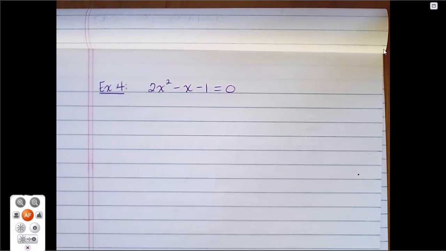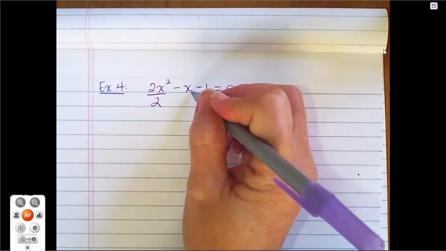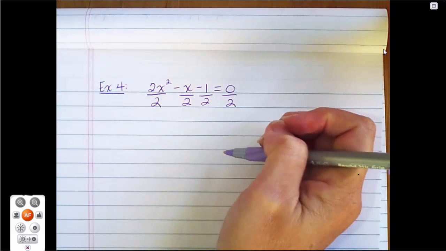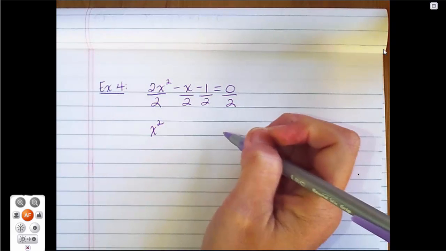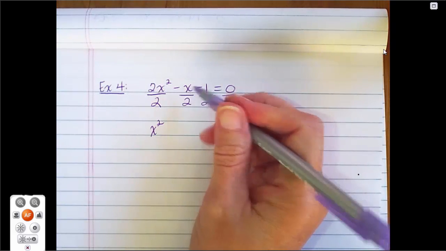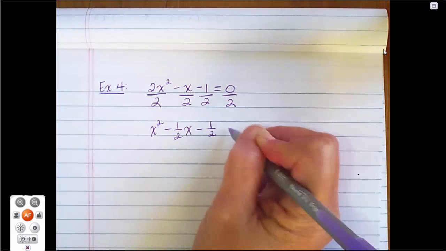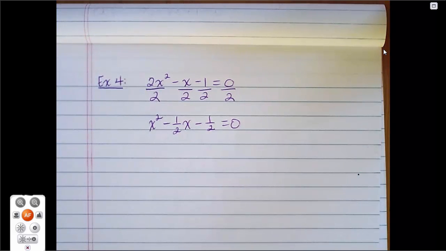Well, in order to make my a value a 1 when it's currently 2, I would divide by 2. But you have to divide everything by 2. So I'll divide that a term by 2 to make it a 1, but I have to divide every single piece by 2. So once again, you're going to end up with fractions. It's okay. You're big kids. You can handle it, and you have technology to help you. So now I have x squared minus 1/2 x minus 1/2 equals 0. Now you can complete the steps for completing the square.